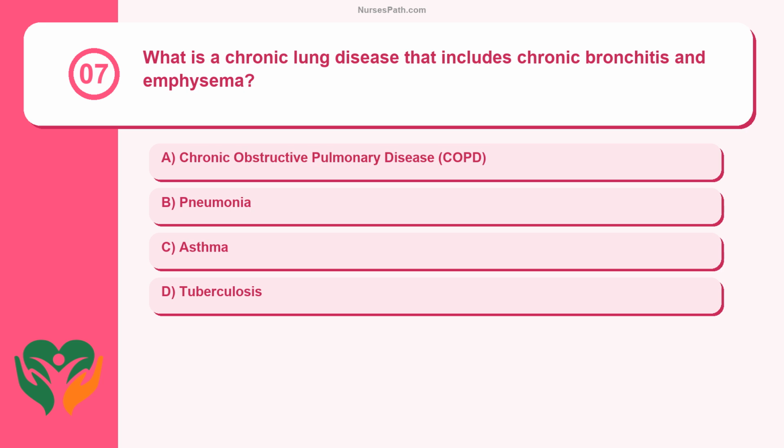Question 7. What is a chronic lung disease that includes chronic bronchitis and emphysema? A. Chronic obstructive pulmonary disease, COPD. B. Pneumonia. C. Asthma. D. Tuberculosis.